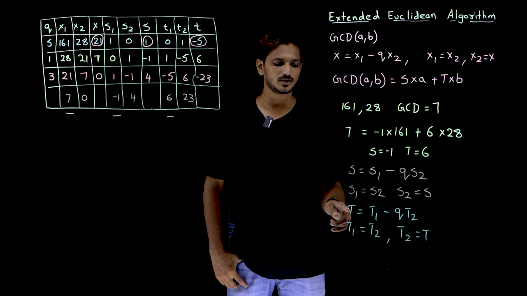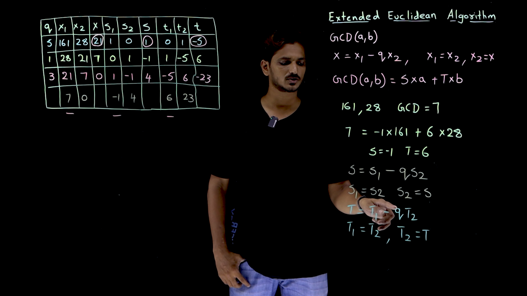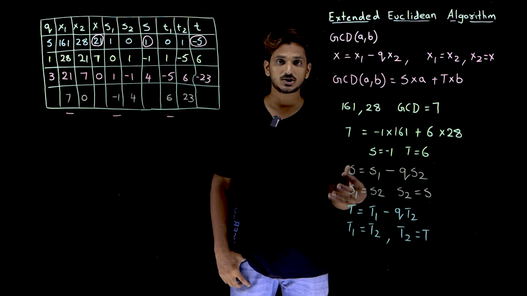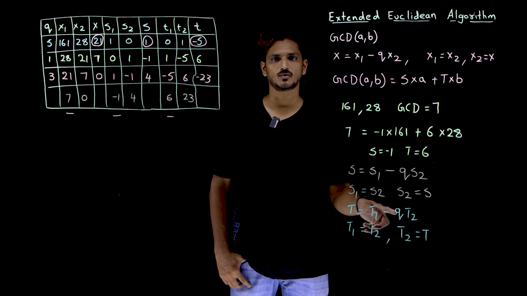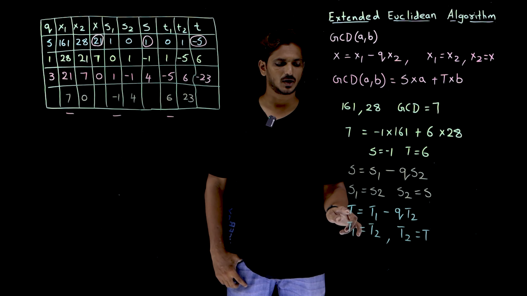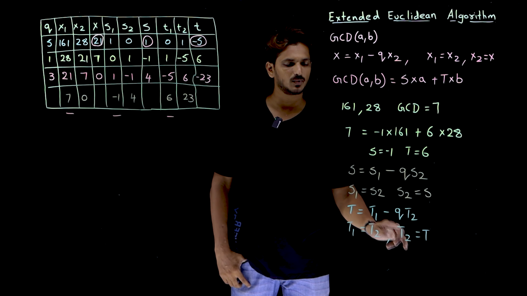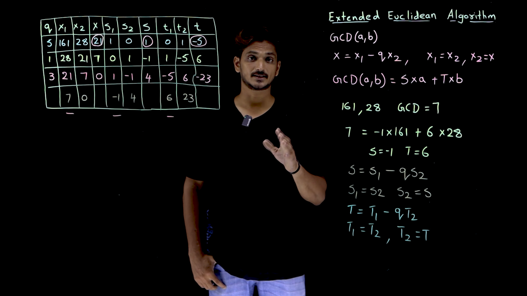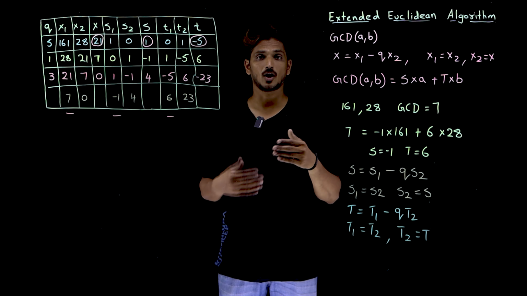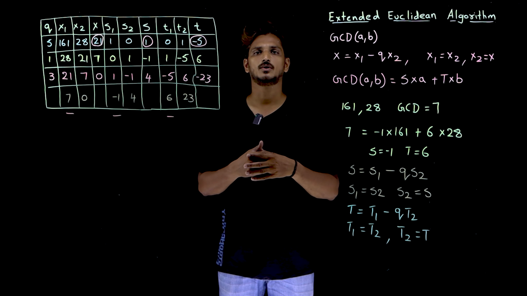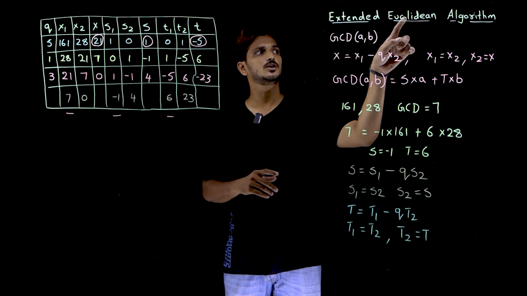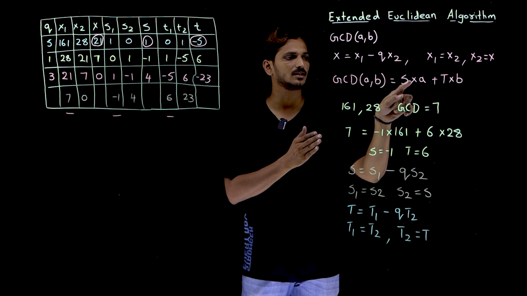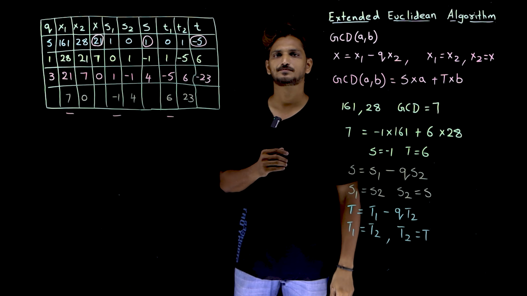Similarly, T can be identified using T is equal to T1 minus QT2. Here T is the remainder value, T1 and T2 are the initial values we have to consider, Q is the quotient value. Once you find the T value, T2 will become T1, T will become T2. So using these equations, we are going to identify the S and T value along with finding the GCD value. That's why it is called the extended Euclidean algorithm. We are using the same, but we are going to extend it to find the S and T value.